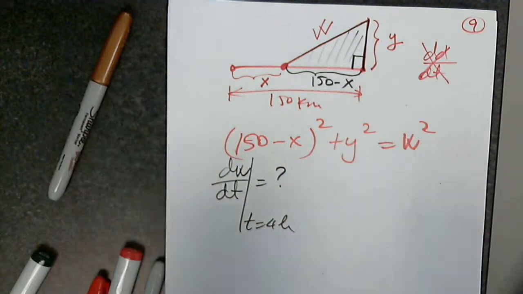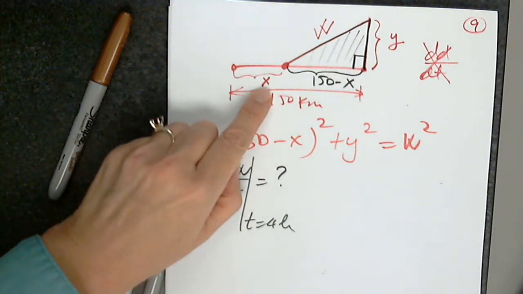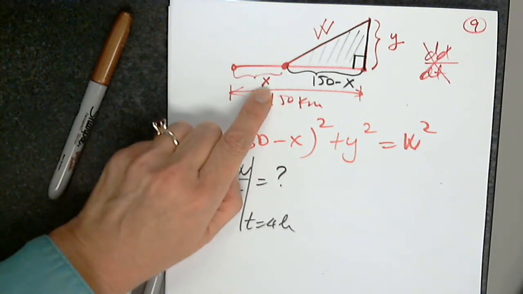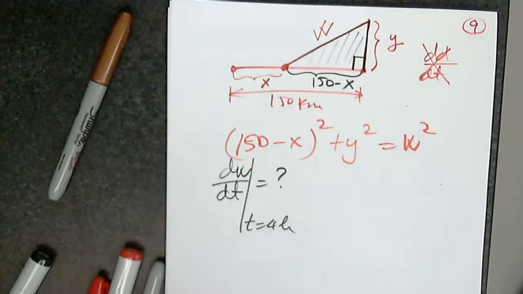How many variables do I have in this problem? Are they variables or functions of something? They are all functions of? Exactly, they're all functions of time. X is a distance, depends on time. Y is a distance, depends on time. W is a distance, depends on time. So all these three functions, X, W, and Y, are all functions of time. They're not variables. Good. So what do I do here to get dW over dt?